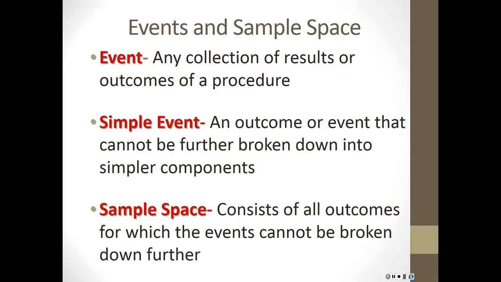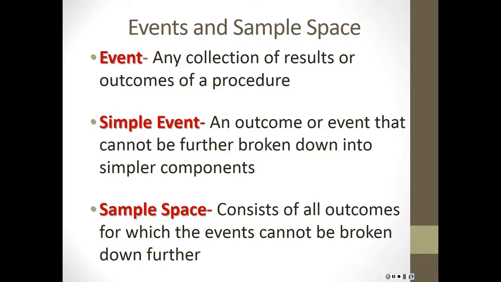So the first thing we'll talk about is what is a sample space, what's an event, what's a simple event, and how is that different from what we call a compound event. The sample space is all of the outcomes for which the event can't be broken down any further. One of the simplest events you can think of is just tossing a coin. If you toss a quarter or a nickel or a dime or a penny or whatever, if you toss a coin, there's only 2 things that can happen as an outcome of that coin toss. It either lands heads up or it lands tails up.